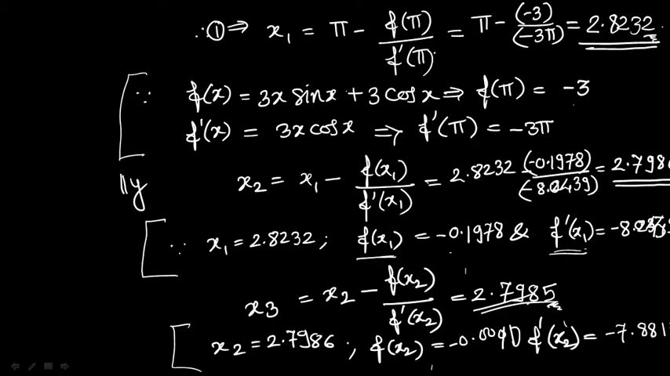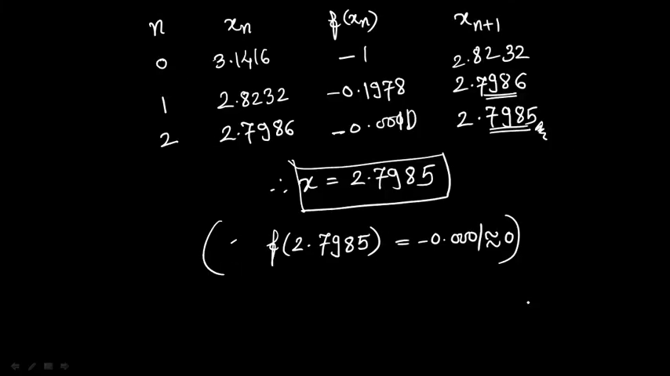Now here the difference is less, therefore we stop the iteration. We write down the values. Here n equal to 0. We start from 0, x naught, xn value, f of xn, and xn plus 1. Now here the difference between these two values is less than 0.0005. Therefore we stop the iteration, and this is the required answer.